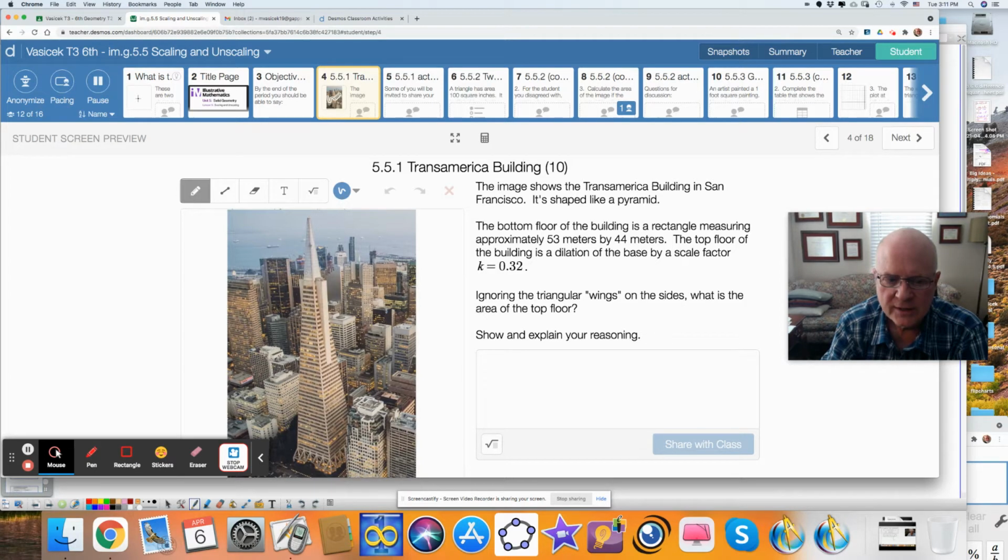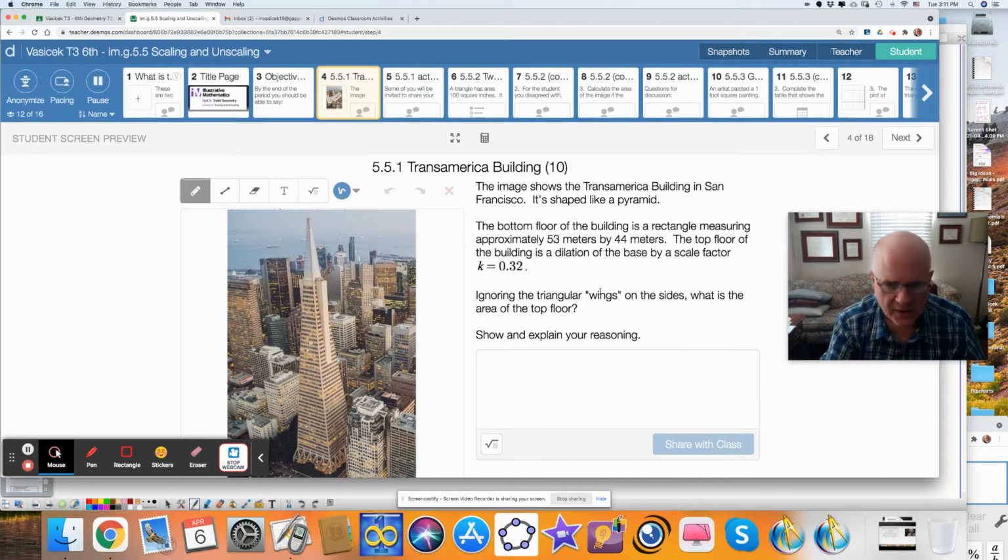This is for the antennas and the radio part, and this is for the heating and cooling, and the elevator goes in this top part. So this top floor is a scale factor of 0.32 of the base. So using what you know about this, without excluding the wings, what is the area of this top floor? That's the question.